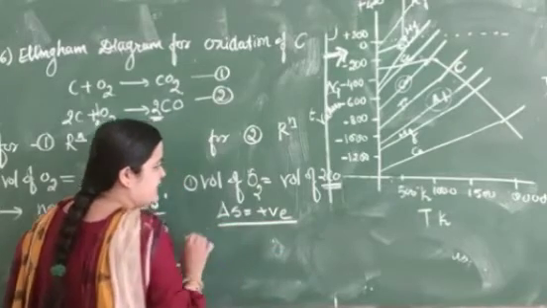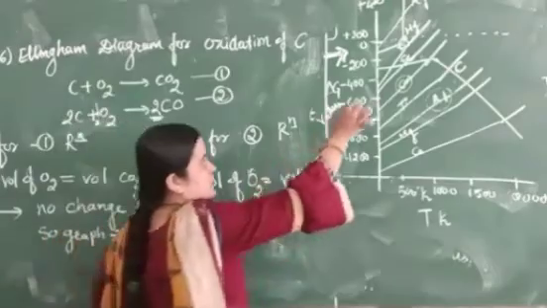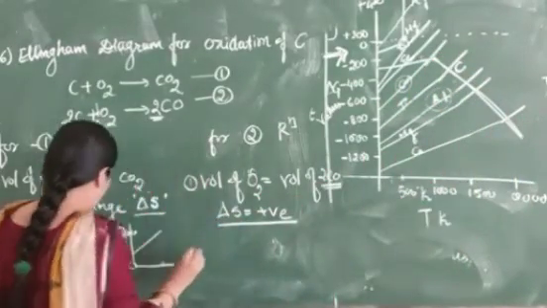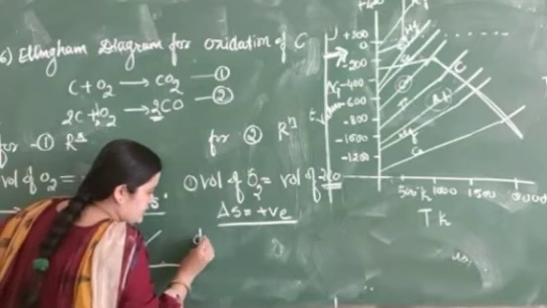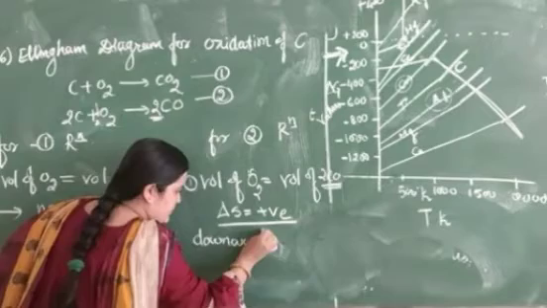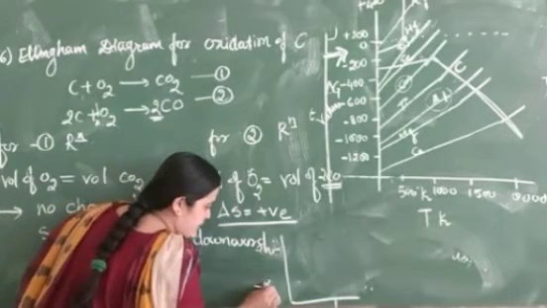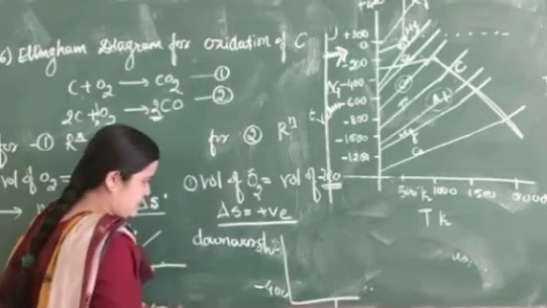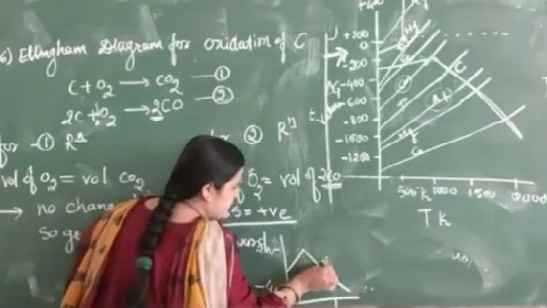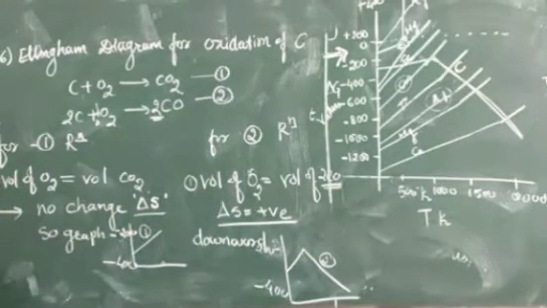And if this delta S becomes positive, the graph will move downward, isn't it? The slope of the graph will move downward. Just see here, -200 to -400: up to here a straight line will come, and after that downward. This is for the second reaction. This is the straight line for the first reaction.